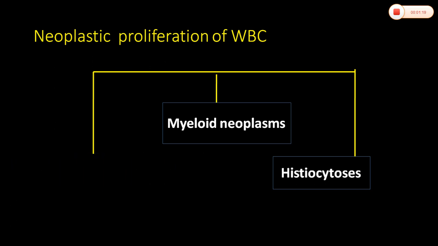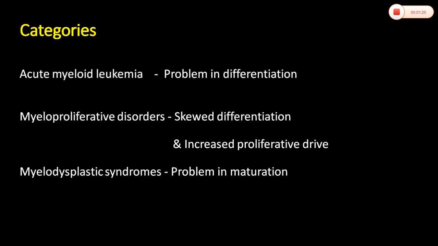In the last class, if you remember, we have started discussing about myeloid neoplasms. There are three categories of myeloid neoplasms: acute myeloid leukemia, myeloproliferative disorders and myelodysplastic syndromes. In acute myeloid leukemia, the problem is there in the differentiation. In myeloproliferative disorders, the problem is differentiation, but it is skewed into one direction. Along with skewed differentiation, there is increased proliferative drive. There is excessive production of the cells of that particular lineage. And the third category, myelodysplastic syndromes, here the problem is in maturation.